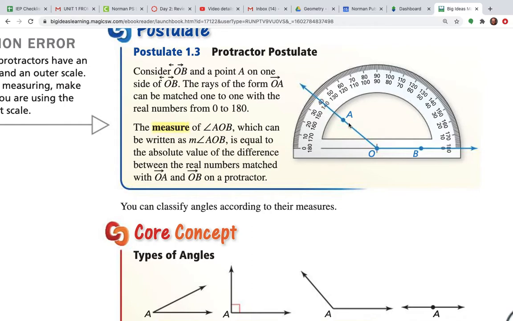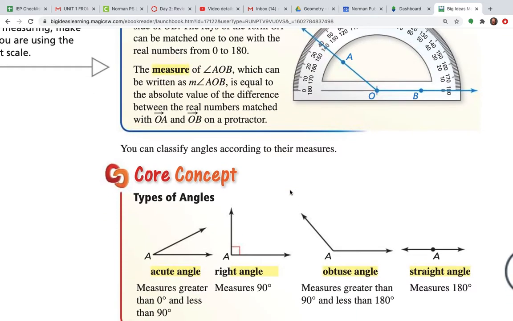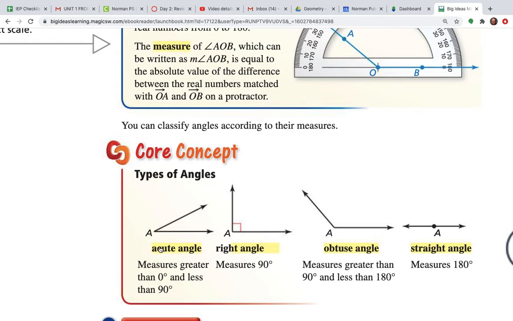So the measure of AOB. In order to talk about how big this is, I want to first talk about different kinds of angles. So I'm going to actually jump down here. An acute angle, you can think of it as something that's like, oh, that's so cute, it's so small. An acute angle is small, measures greater than 0 and less than 90. Because if it is 90, that's called a right angle, and you'll see this special square, or you can draw that special square to show that it's exactly 90 degrees.